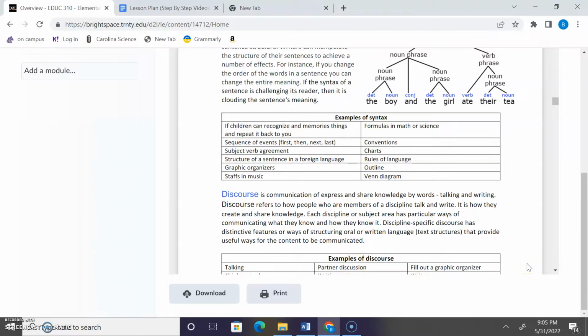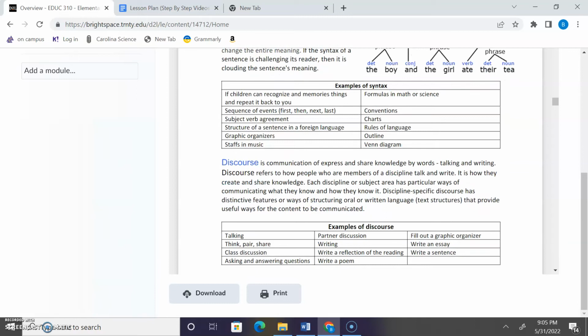Whereas the discourse is communication. So for example, if I did a think, pair, share, that would be an appropriate strategy, but the intended outcome would be the syntax. So to identify the first, next, and last.